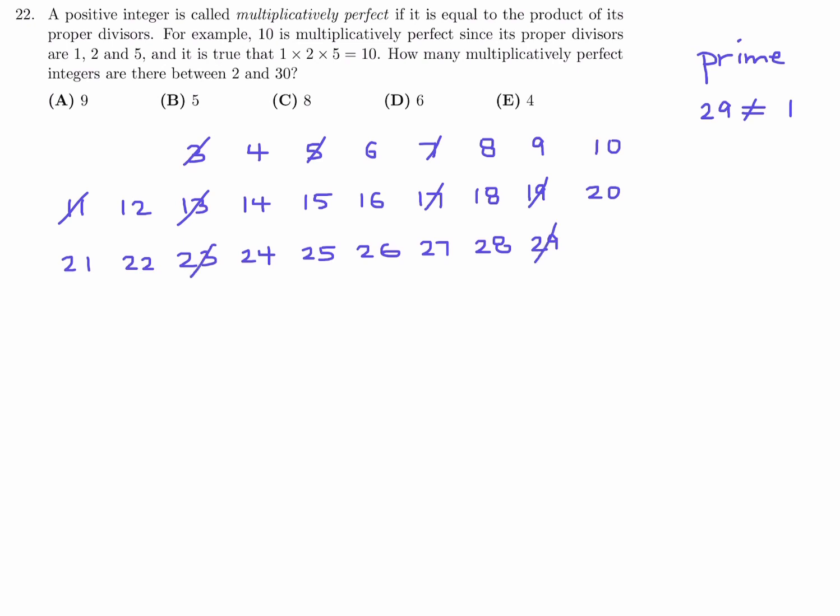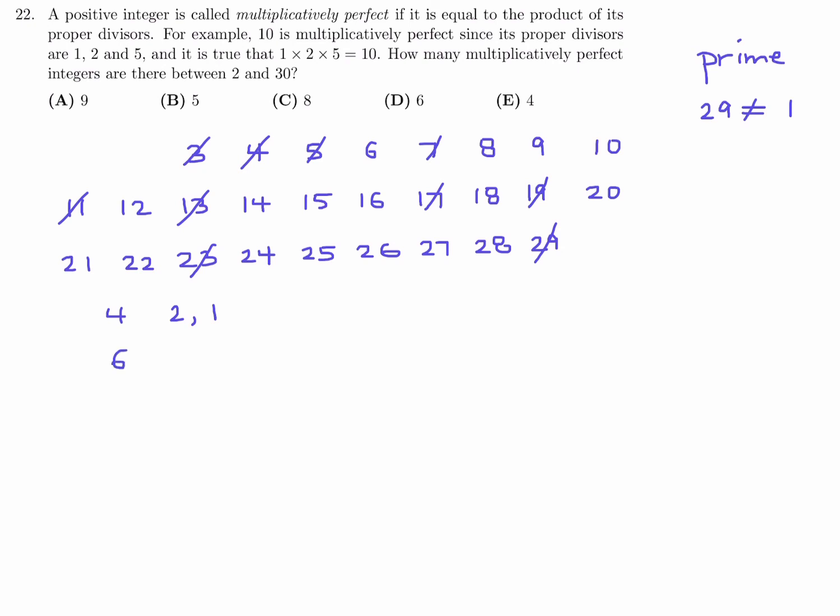All right, so that was good. Helped us eliminate quite a few. Now let's go through this case by case. 4. The divisors not including the number itself are just 2 and 1. Now, when you multiply 2 and 1, does it give you 4? It does not, so cross out 4.